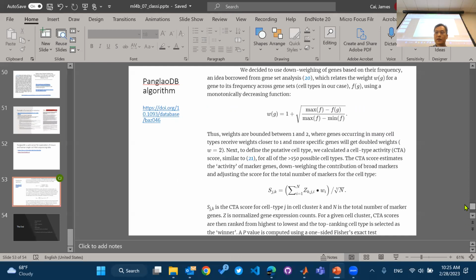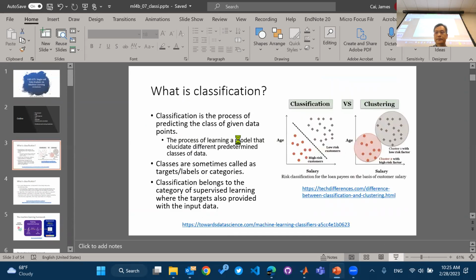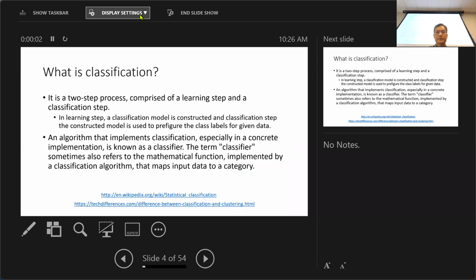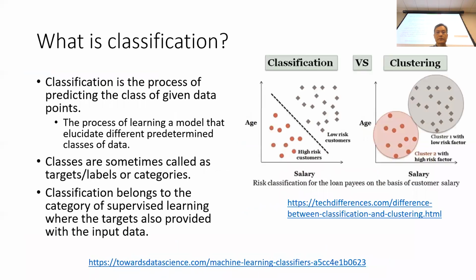Okay, let's go back to our slide number 1. This is a comparison between classification versus clustering. In clustering, you don't need the training data, and you don't have a label for the data points. You just group them. Classification requires you to put a label onto these clusters or individual data points.